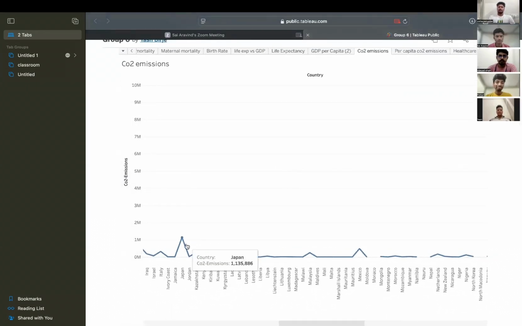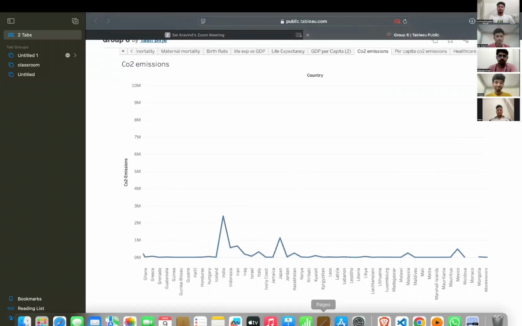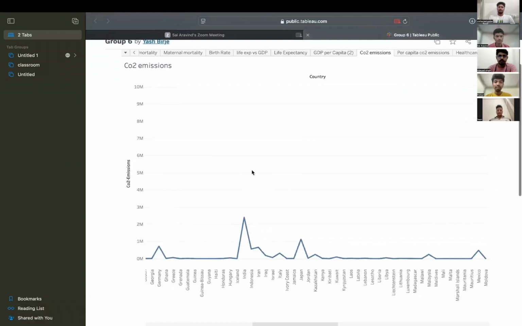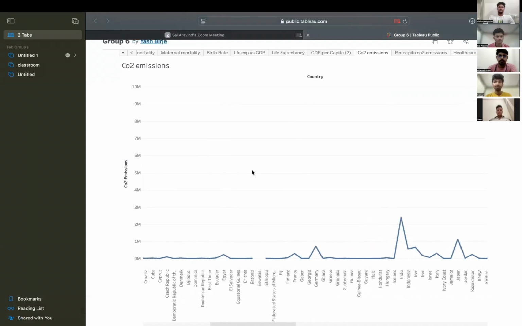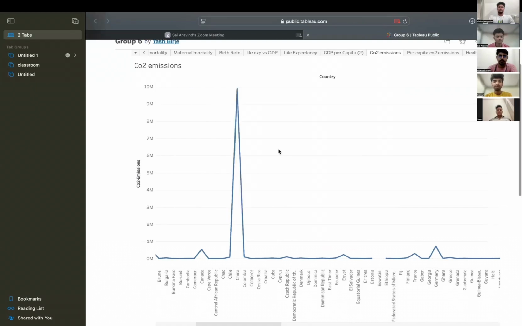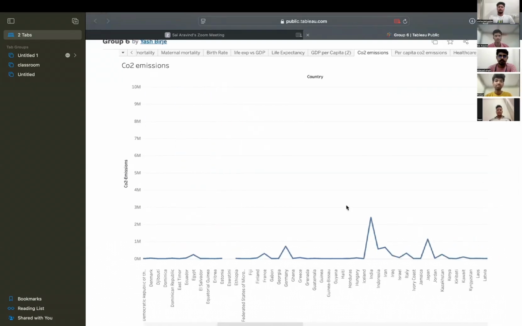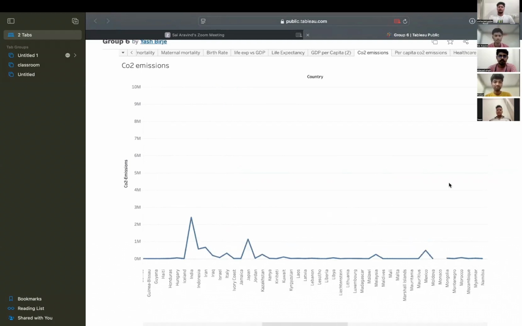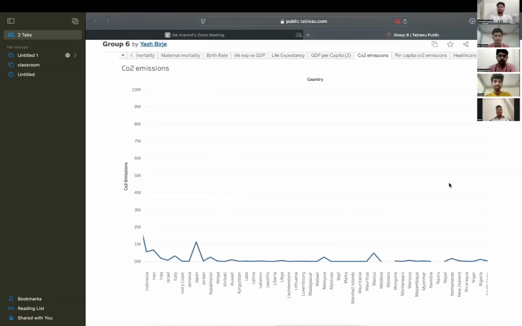For example, this is the CO2 emissions by China. As you can see, it's much higher than any other country. Some other outliers being India, Indonesia, Iran, or Japan here. And all of these countries are Asian and developing.